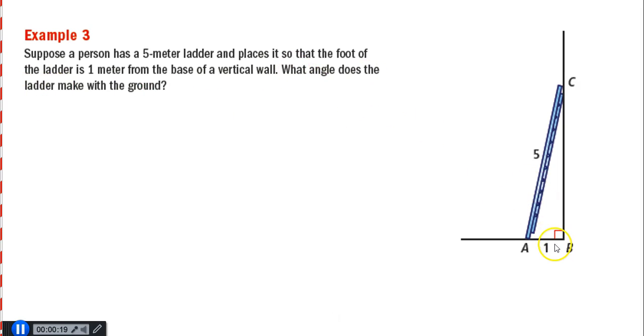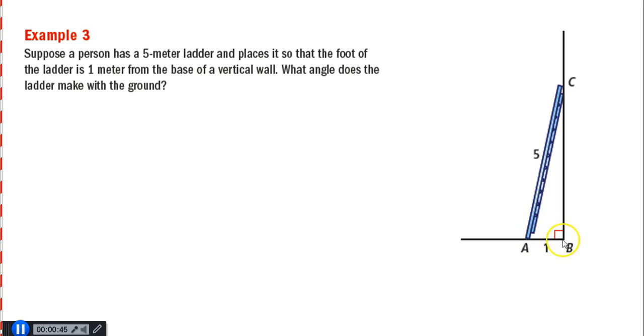So in this case now, we're kind of working backwards. We're looking for the angle measure and not necessarily any side lengths here. So we're looking for the angle the ladder makes with the ground. In this case, it's this angle right here, angle A. So we're looking for this angle, and we know this side is 1 because it's 1 meter from the wall, as indicated here. And we also know that it's a 5-meter ladder.